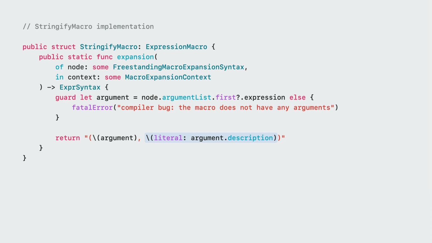Notice that the function is not returning a string here. It is returning an expression syntax. The macro will automatically invoke the Swift parser to transform this literal into a syntax tree. And because it is using the literal interpolation style for the second argument, we'll also make sure that the literal's contents are properly escaped.